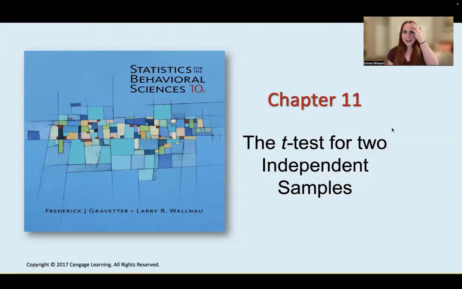Today, we're going to branch out from our one sample t-tests, and we're going to learn now about the t-test for when we have two independent samples. This is getting into some of the more practical applications of other types of statistics that you might use in your research. And I'm excited to get into this with you.